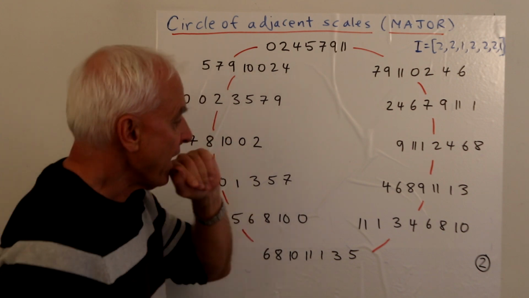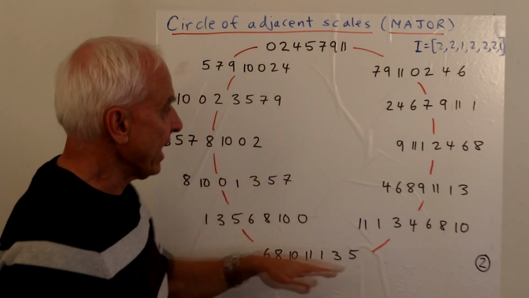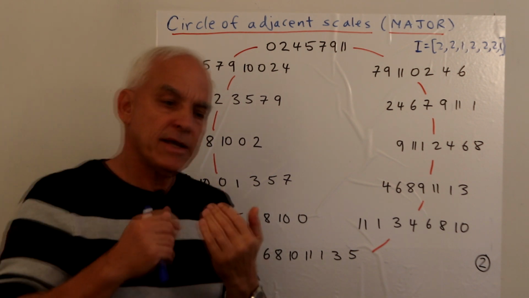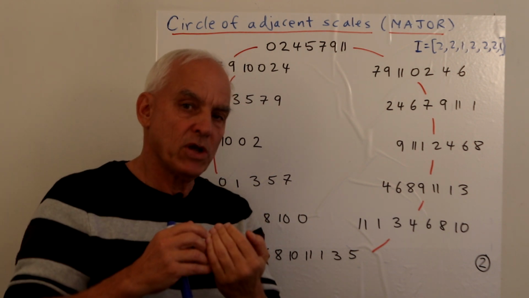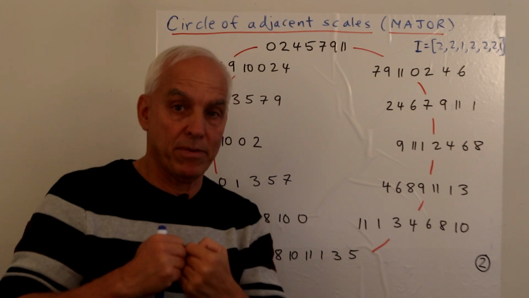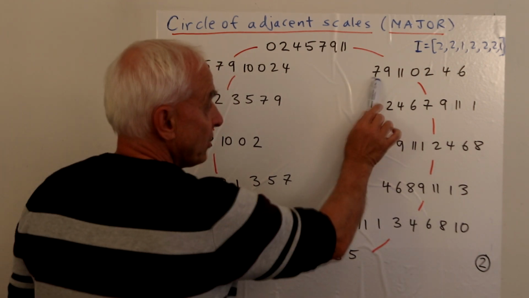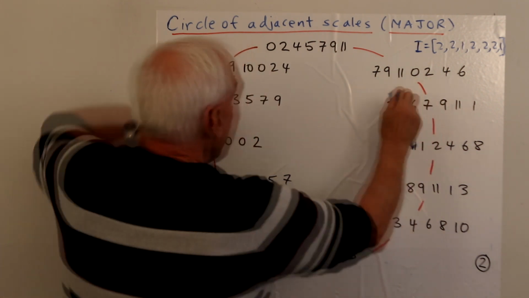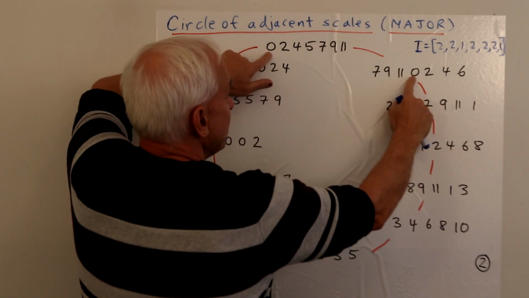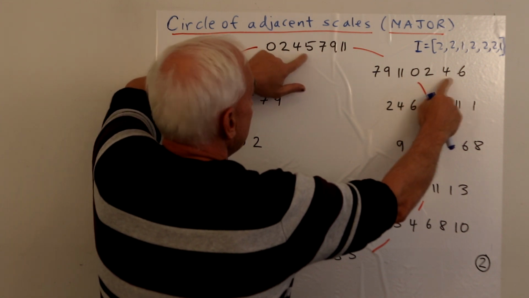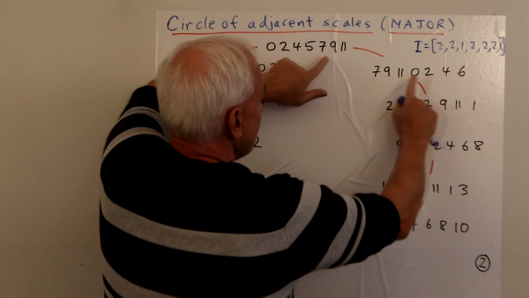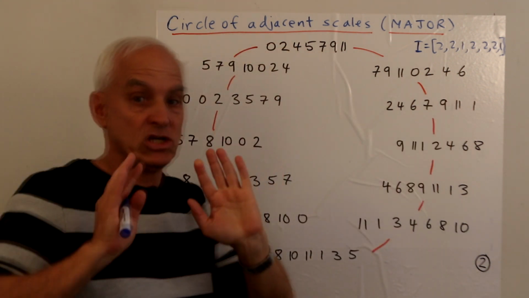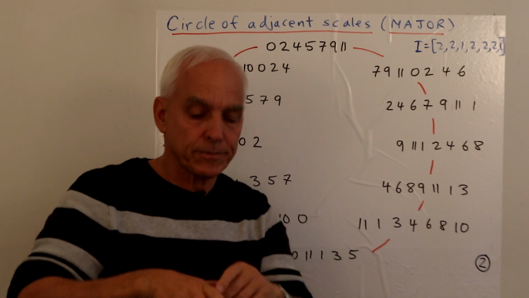Okay, so what we have here then is the various scales, and these adjacencies represented by these red lines are connecting the scales which have maximal overlap. So this next scale here, which starts on the 7, 7, 9, 11, 0, 2, 4, 6, the overlap is very strong. There's a common 0, 2, 4, not 5 and 6, but 7, 9, 11. So the only difference between these two things is the 5 and the 6. Otherwise, they share exactly the same tones.